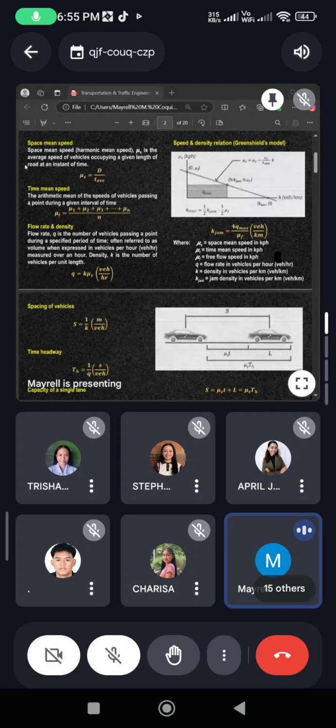We have space mean speed. So space mean speed, or harmonic mean speed, that's mu s, is the average speed of vehicles occupying a given length of road at an instant of time. So space mean speed mu s is equal to distance d over average time, or t average.